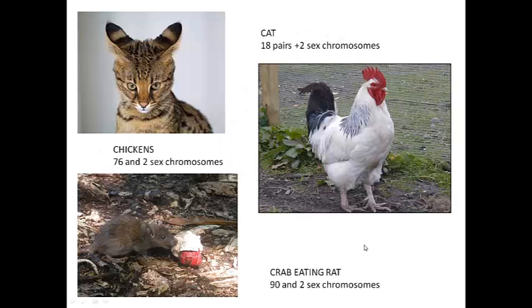There's nothing magical or special about the number of chromosomes, though they are specific to a species. To be a cat requires 18 pairs of chromosomes and the 2 sex chromosomes, but to be a crab-eating rat requires 90 pairs of chromosomes and 2 sex chromosomes. So there is no real significance to the 46 chromosomes that humans have, except that humans have 46 chromosomes, 22 pairs and 2 sex chromosomes.